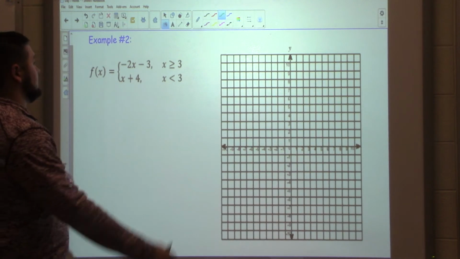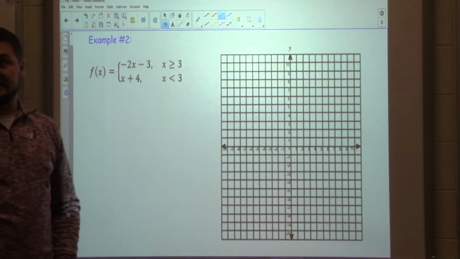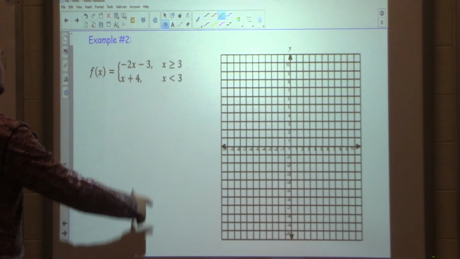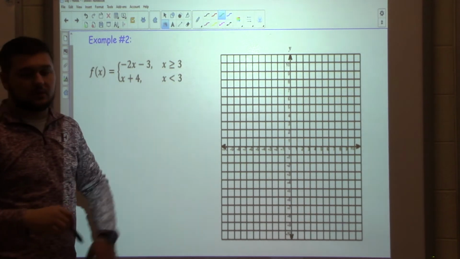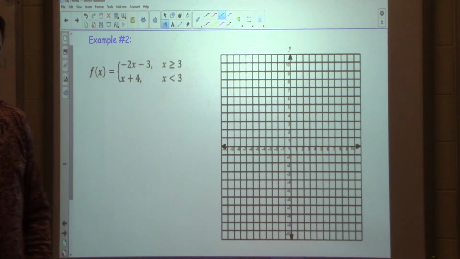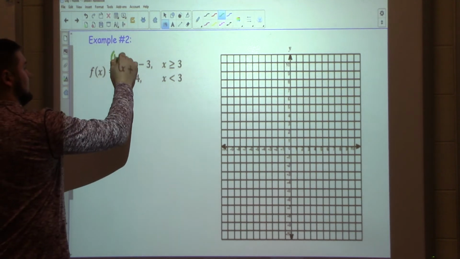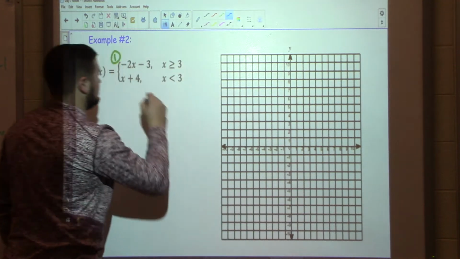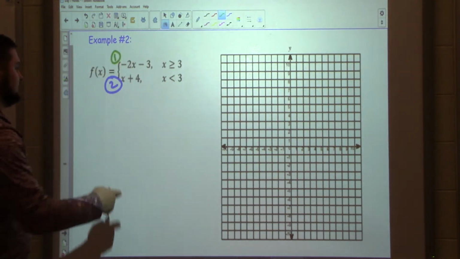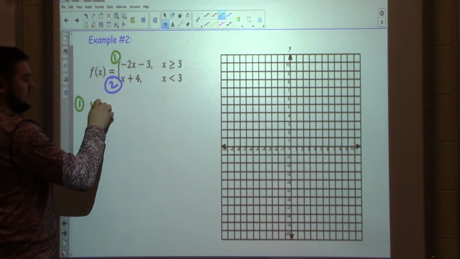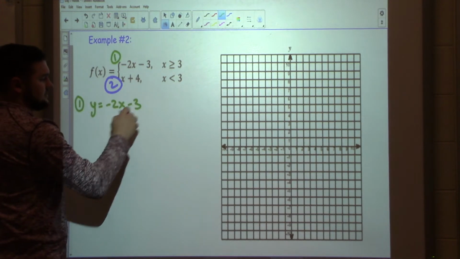Example number 2. Once again, we have a 2-part piecewise. First one, negative 2x minus 3, where x is greater than or equal to 3. Second one, x plus 4, where x is less than 3. Take them one at a time. Label them 1 and 2. I'm going to do this one in blue. So, let's deal with the first one. The first one, y equals negative 2x minus 3.